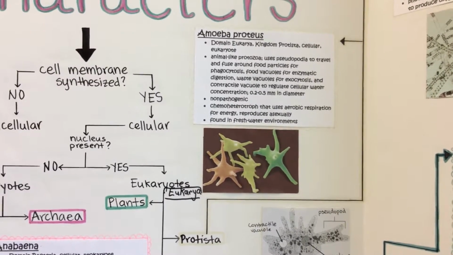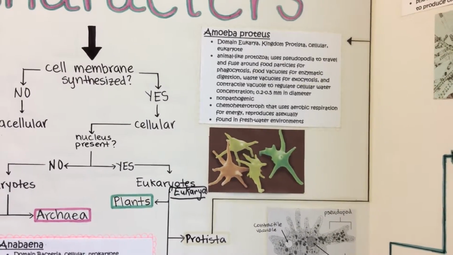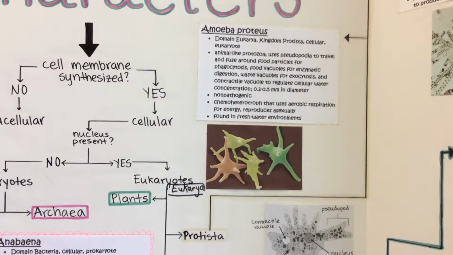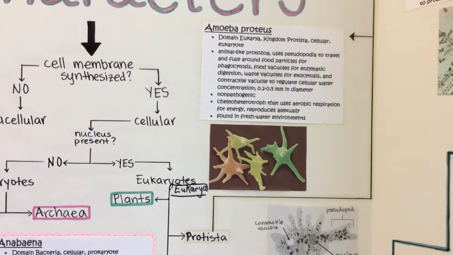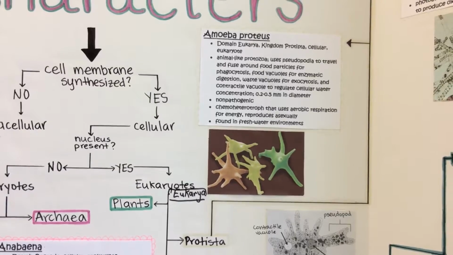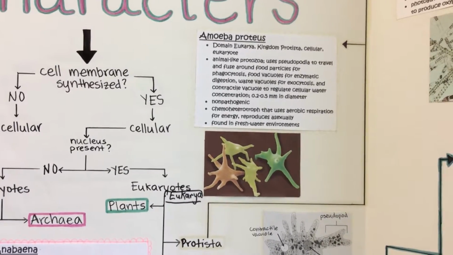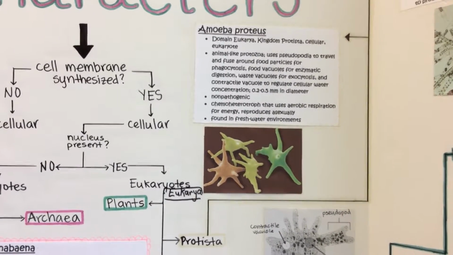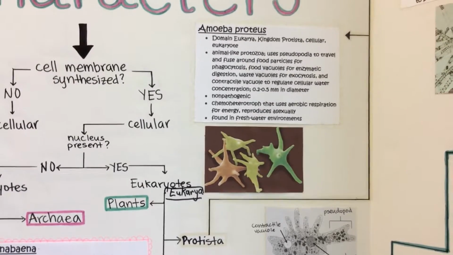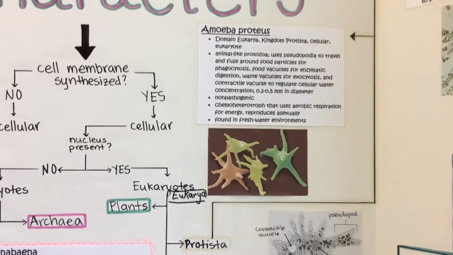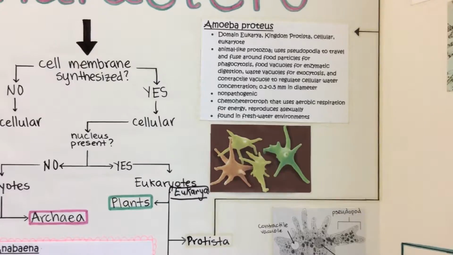Many of them were motile, they could move. Most of them have an ingestive form of nutrition. They bring food particles, organic molecules into their cells, and then they digest them inside the cell. And the one we have here for you is a little free-living aquatic microbe called Amoeba proteus.